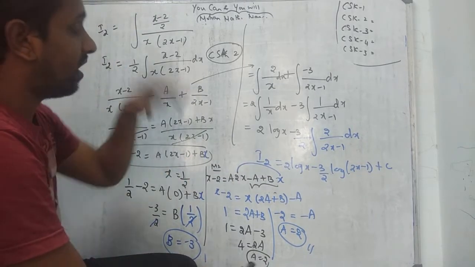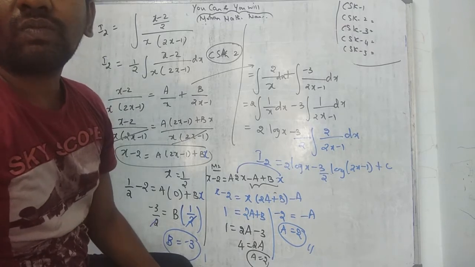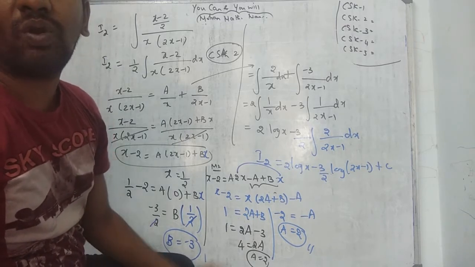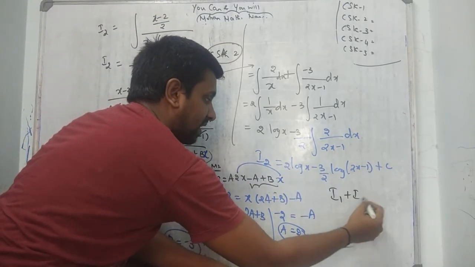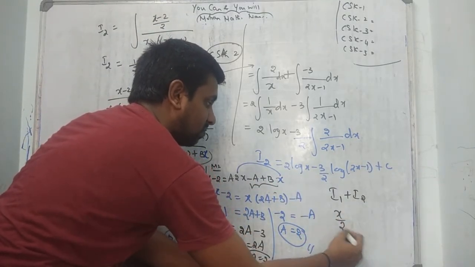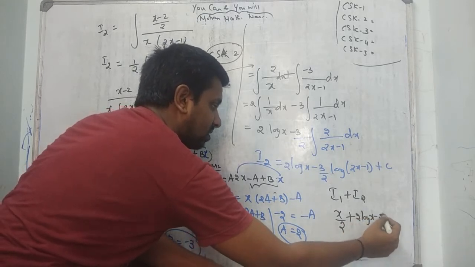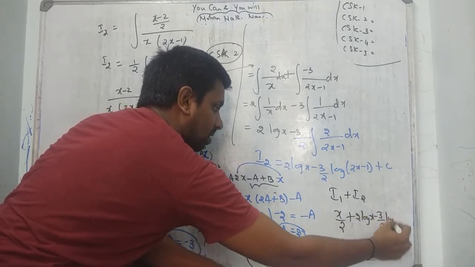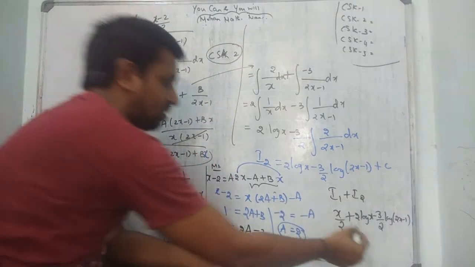We found I2. What did I1 come to? So finally you have to do I1 plus I2, add them. That is I1 plus I2, the final answer. I1 is x by 2. Therefore the answer is x by 2 plus 2 log x minus 3 by 2 log of 2x minus 1 plus c. Finish the sum with plus c.